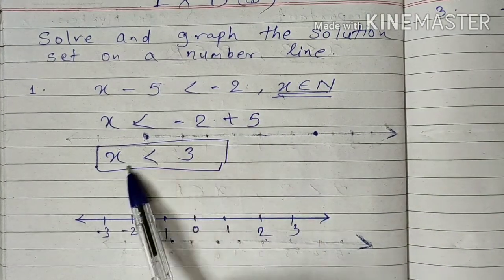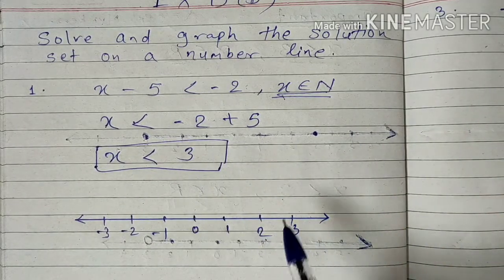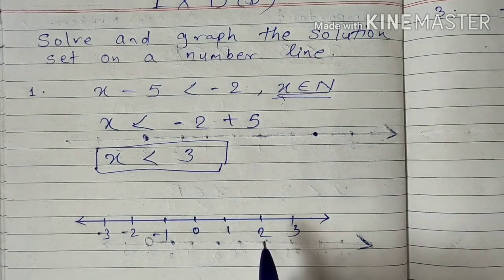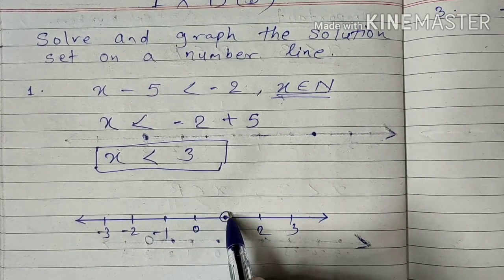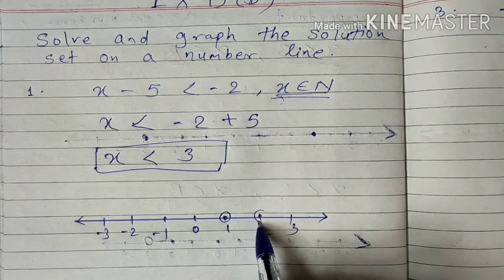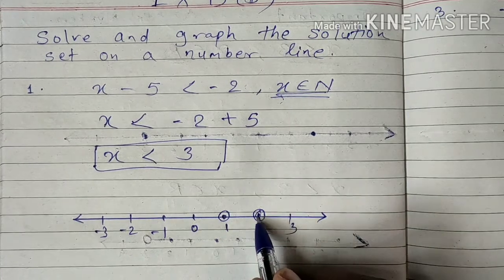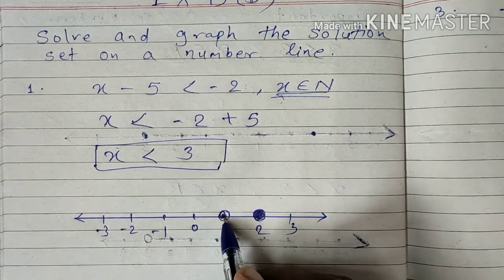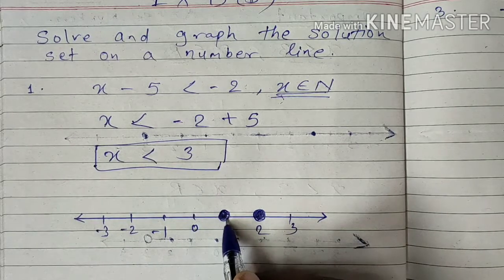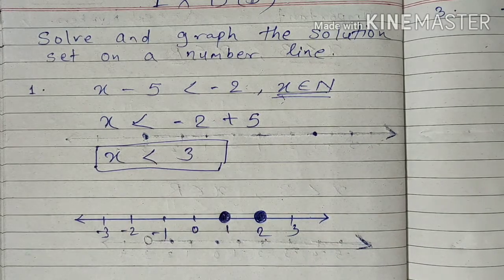Now what they are saying, x is less than 3. If the value of x is less than 3 and x belongs to the natural numbers, our natural numbers start from 1 and 2. Only the two numbers are included in it. Okay, so we will make it a dark circle. Got it? So this is the representation of the solution set.